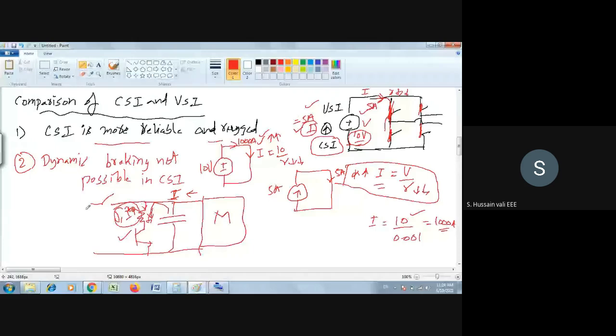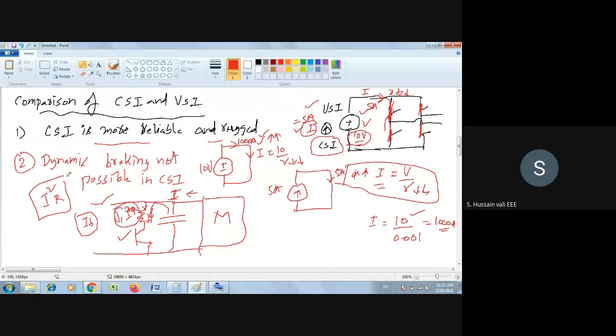Whereas in case of the voltage source inverter, this I value gets decreased. When the I value gets decreased, the power dissipation slowly gets decreased and it will end at one point. Whereas in case of the current source inverter, practically it is not possible because I remains constant every time. If I remains constant and R value is also constant, then I square R is always constant. So the power dissipation is always constant, and the power will be dissipated all the time.